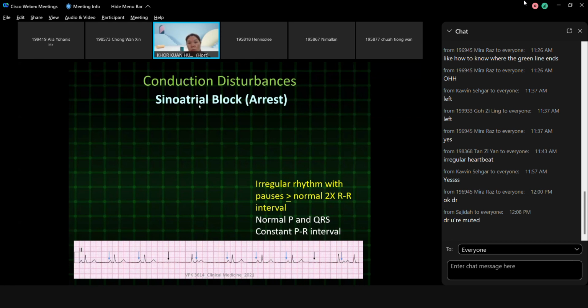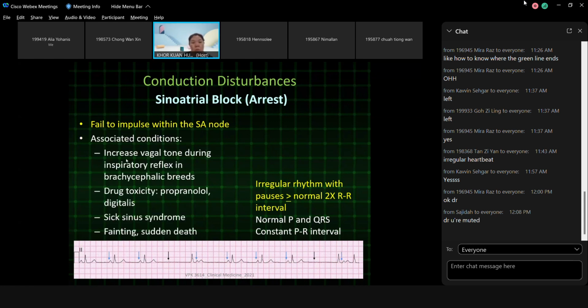Okay, so this is sinoatrial, meaning failure to impulse within the SA node. That could be due to increased vagal tone during the inspiratory reflex in brachycephalic breeds. If it is drug toxicity, can be due to propranolol or digitalis. Some patients that have sick sinus syndrome normally come with clinical signs with histories of the dog fainting, and there was almost near sudden death. Okay, so normally it will make the owner very panicky. So SA block.